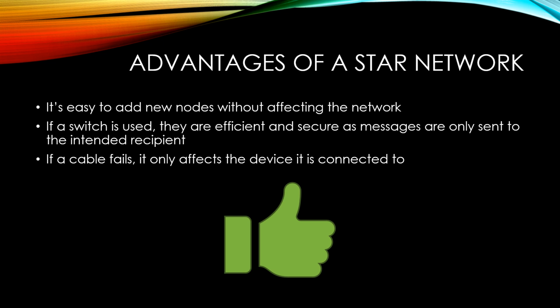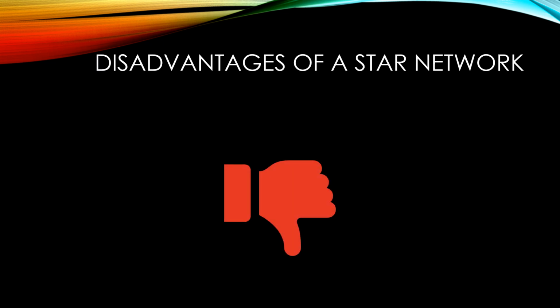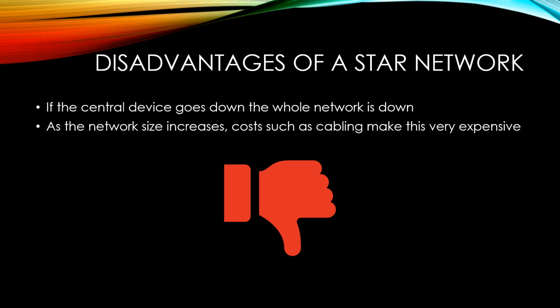Although a failure in a cable connecting a printer, or say a server, would stop all nodes from being able to access that resource. Disadvantages of a star network include: if the central device goes down, the whole network is down. And as the network size increases, costs such as cabling make star networks very expensive.